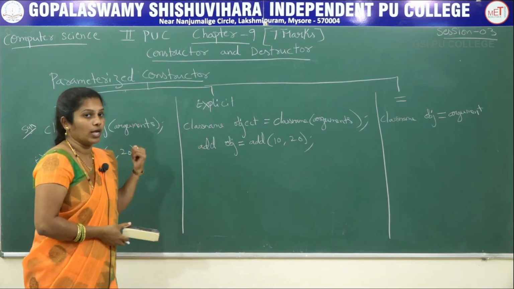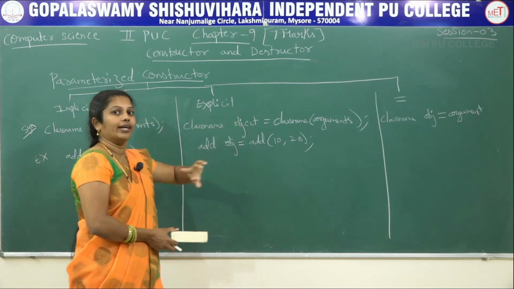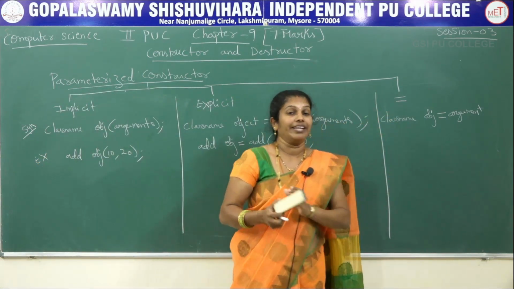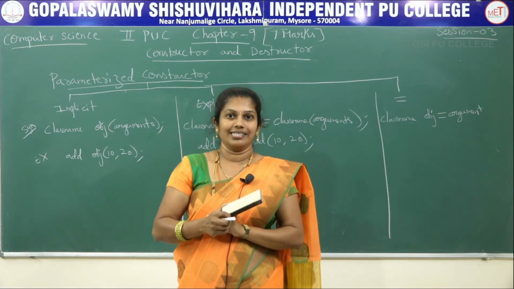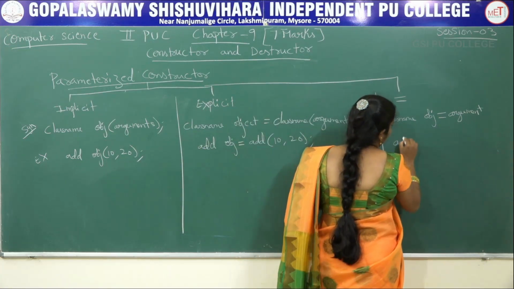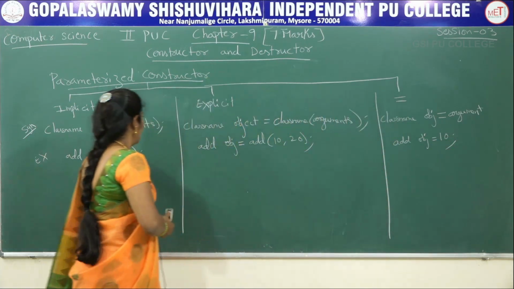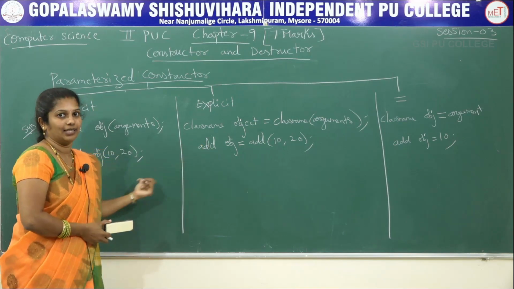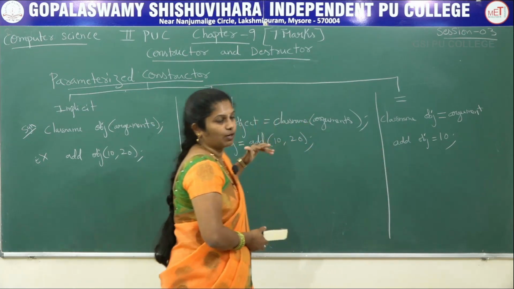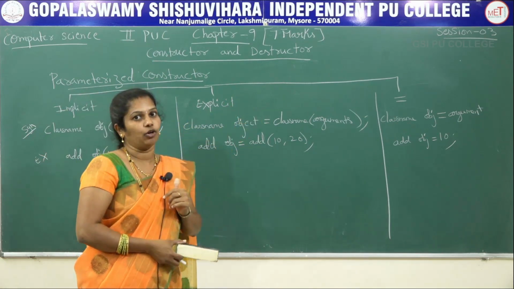If you want, you can take more than one argument in these two cases, that is in implicit call as well as in explicit call. Whereas in the last case, declaration at the time of using assignment operator, only one argument we can declare, that is add, then object equals, for example, 10. Here in these two cases more than one argument I can pass, whereas here only one argument it can take. This is the difference between implicit call, explicit call, and declaration by using assignment operator.